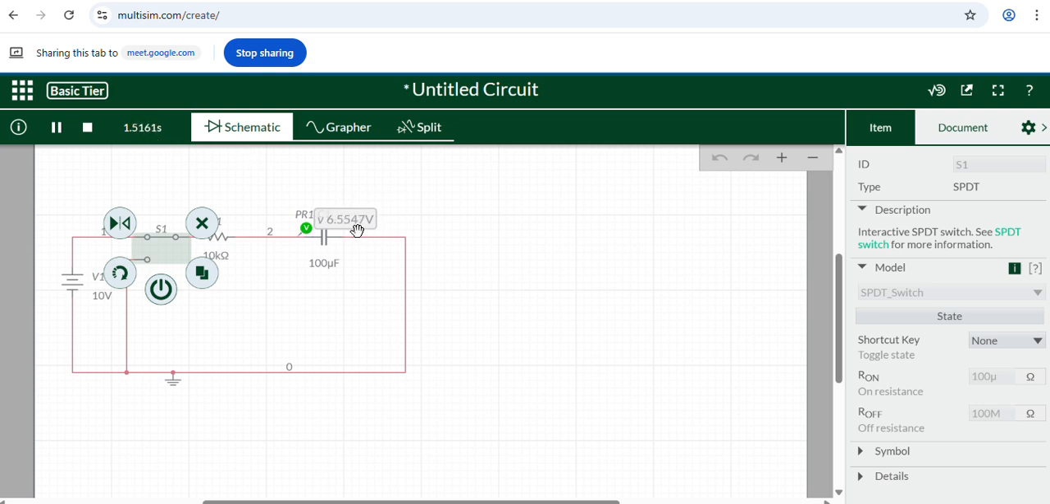So after 5 seconds, this will become fully charged and this is visible from these values as well as we will observe this from this grapher. So this grapher is just like the oscilloscope. Okay, so let's come to the grapher. Now this is almost fully charged.